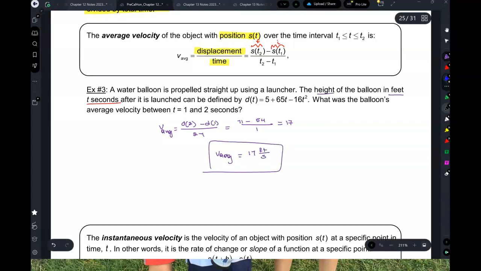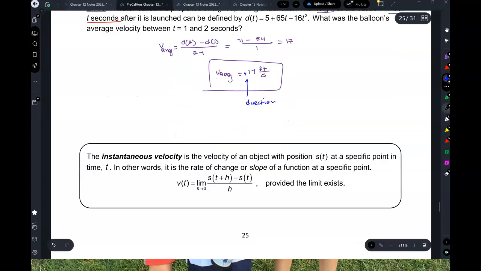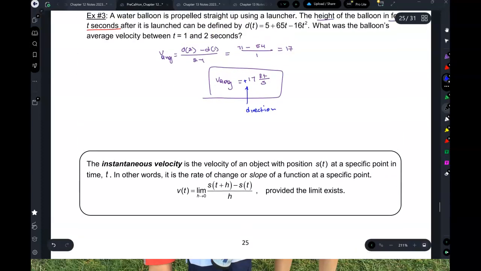But notice, when you do this, the sign is positive. It gives direction. Okay? Velocity, acceleration, displacement are vector quantities. They're vectors. So the plus or minus, it gives direction. Okay. So that's average velocity.